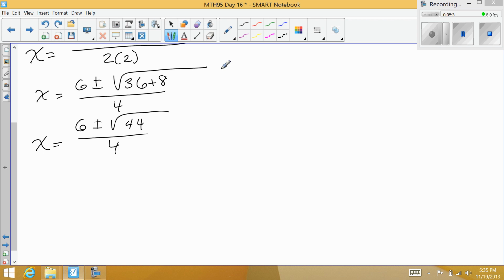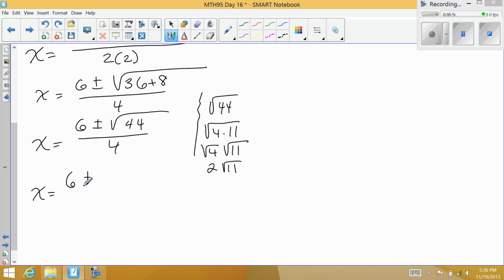And this will clean up a little bit. We can go over here on the side. The square root of 44 is the square root of 4 times 11. So the square root of 4 times the square root of 11 becomes 2 times the square root of 11. So part of it cleans up, part of it doesn't. And what I like to do is actually split this into 2 fractions to clean up my fractions. And then I get 3 halves. The 6 over 4 reduces down to 3 halves. The 2 over 4 reduces down to a 2 in the denominator, square root 11 over 2.